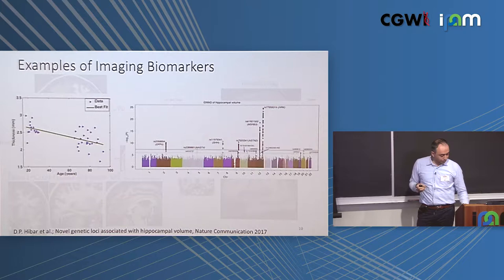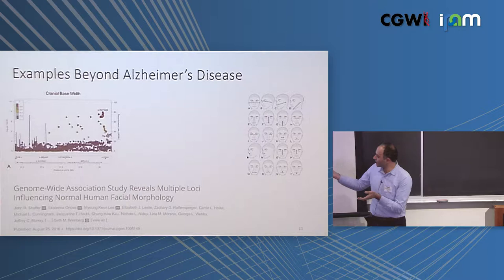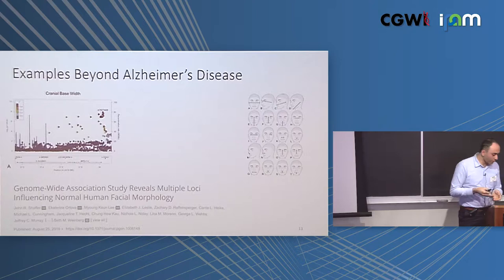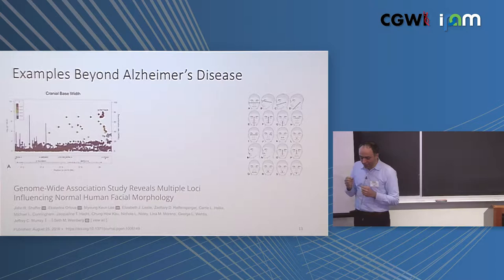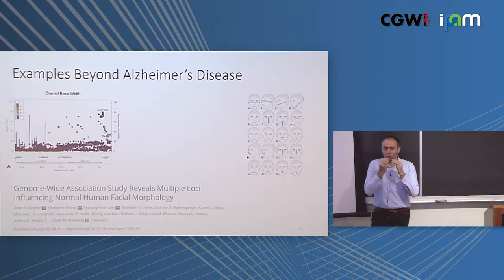So I gave you an example in the context of Alzheimer's disease, but you can also extend it into other cases. For example, this is a study done in collaboration with Pittsburgh and a few other places, where they wanted to derive the genetic markers that drive variation in the facial features. For example, can we identify loci that result in a sharper nose or wider nose or different kinds of lips?